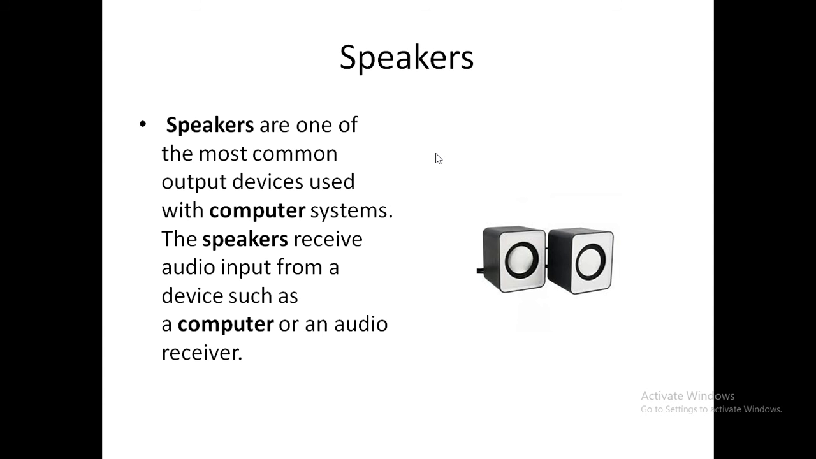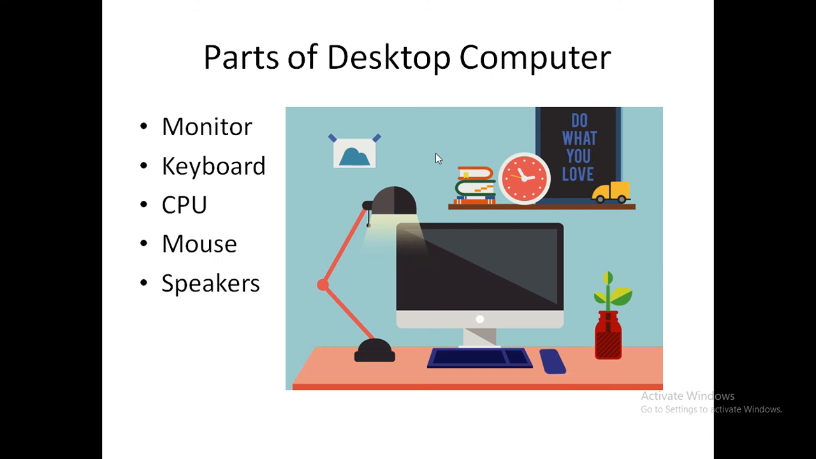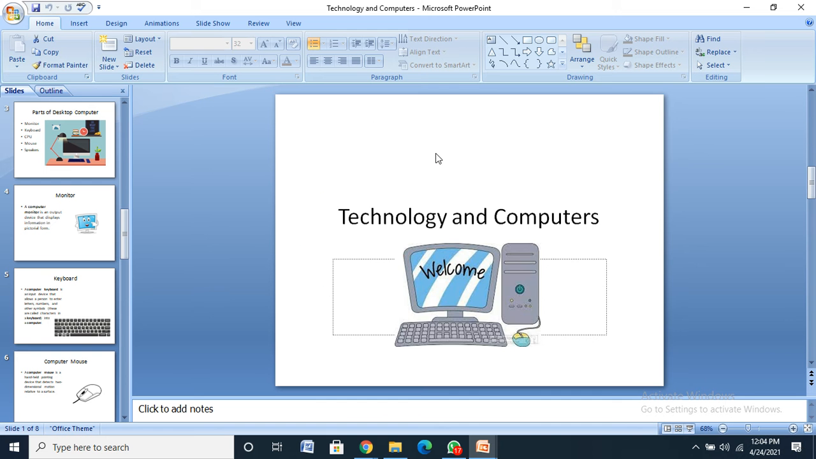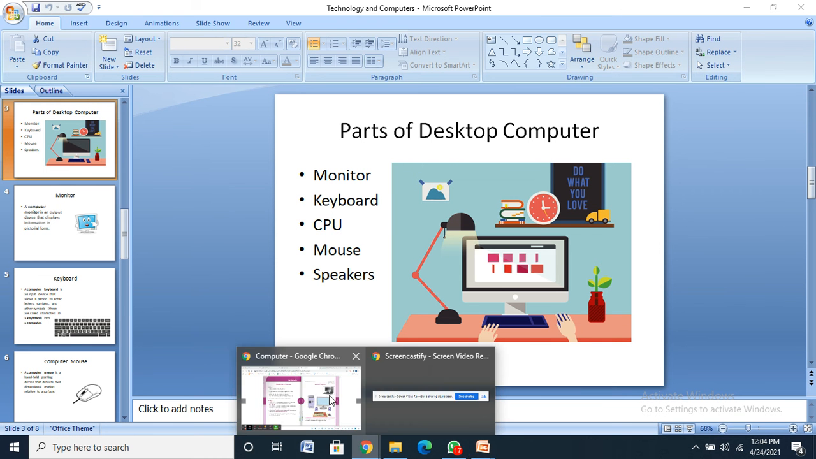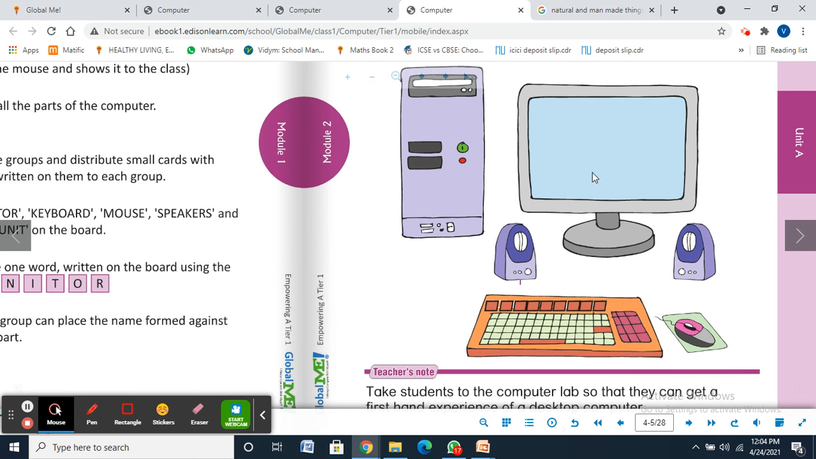Okay, so these are the five basic components of a desktop computer. We are going to learn the name and the spelling. Monitor, keyboard, CPU, central processing unit, then mouse, and then speakers. So back to your book. So CPU, monitor, speaker, keyboard, mouse.